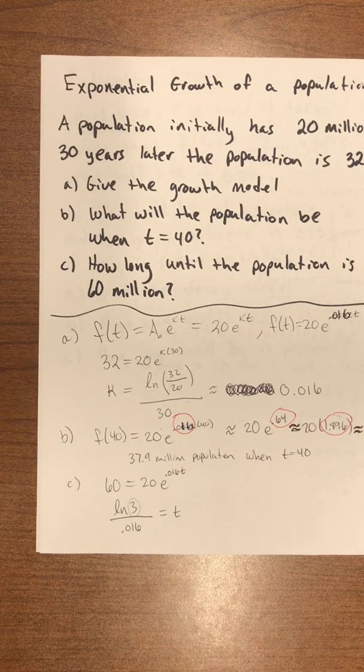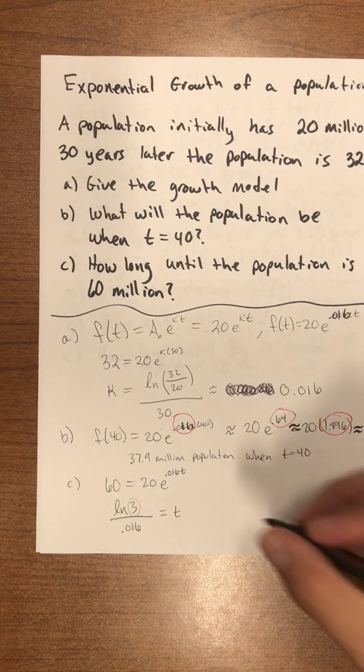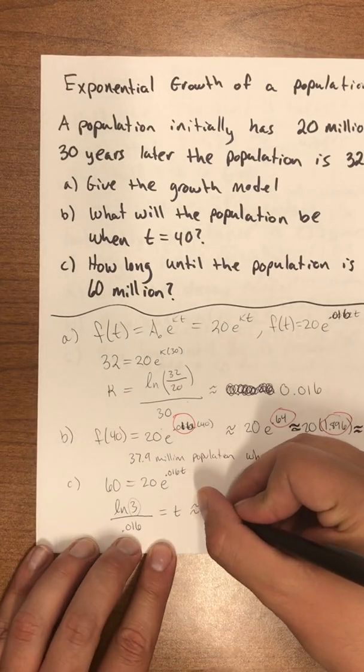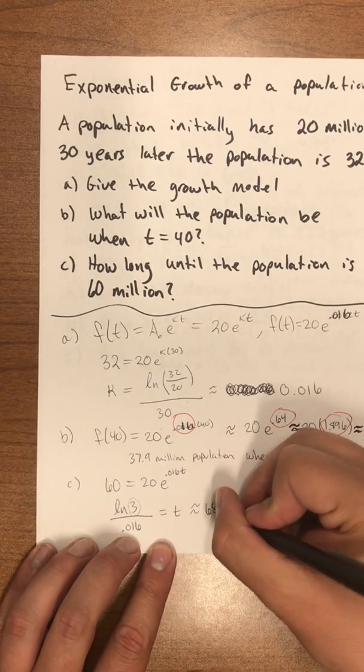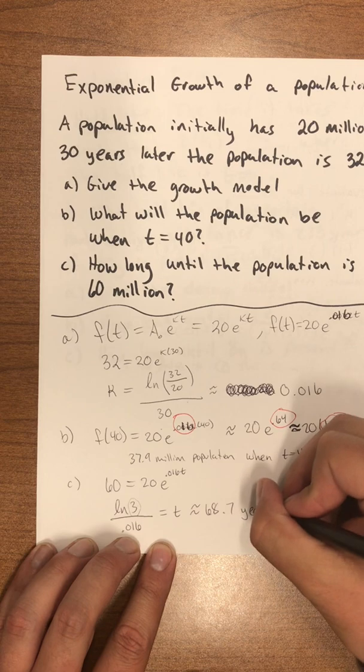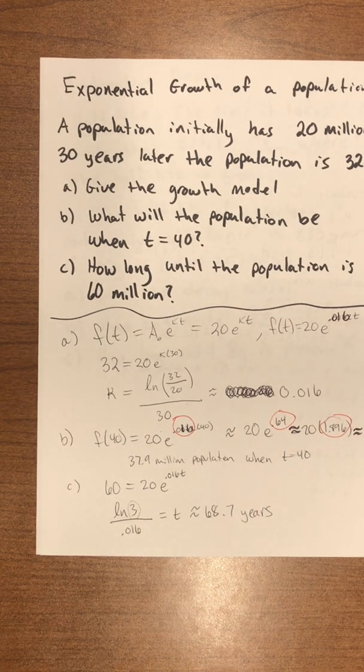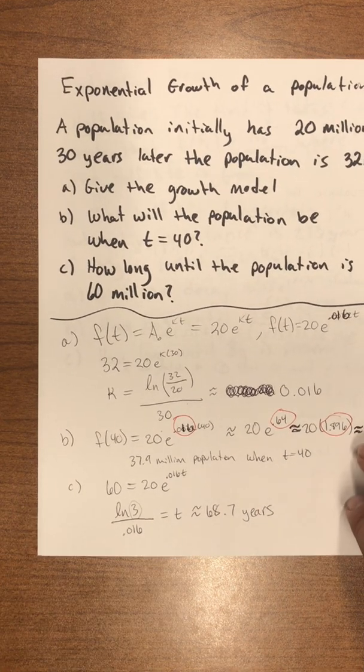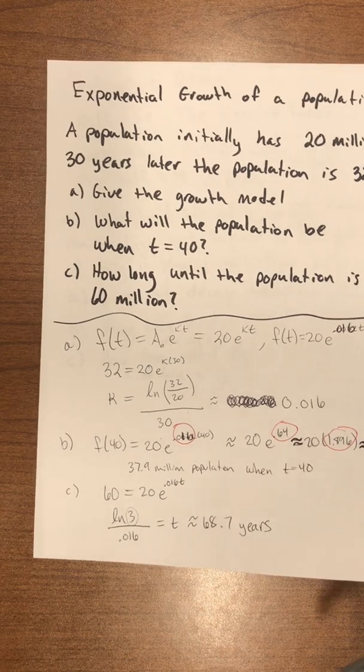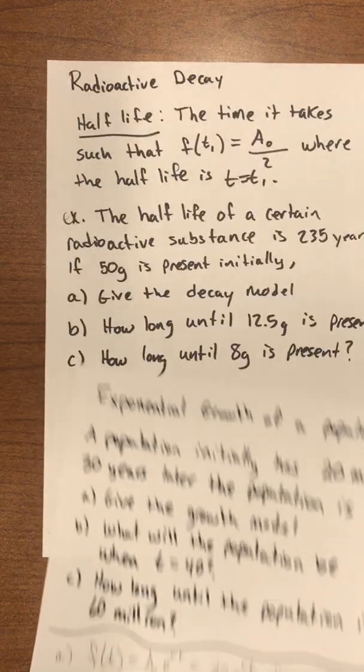So let's get an approximation there. And it looks about like 68.7 years. 68.7 years until the population is 60 million.